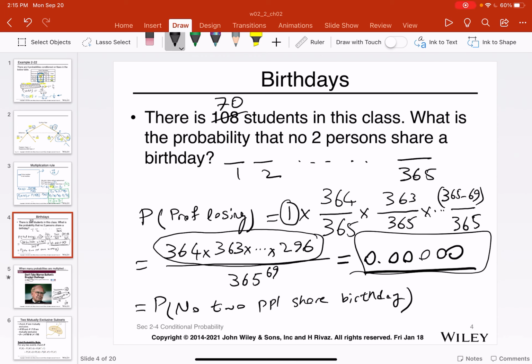Not just two different, all different birthdays. We don't want just two people to have different birthdays. We want the second person not to have the same birthday as the first, then the third person not to have the same birthday as the first two, the fourth person not to have the same birthday as the first three, and so forth. We can discuss later, let's not take more class time.